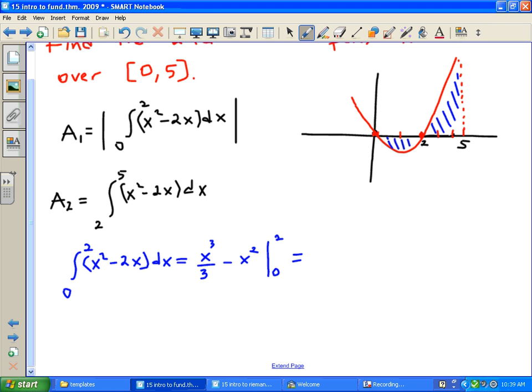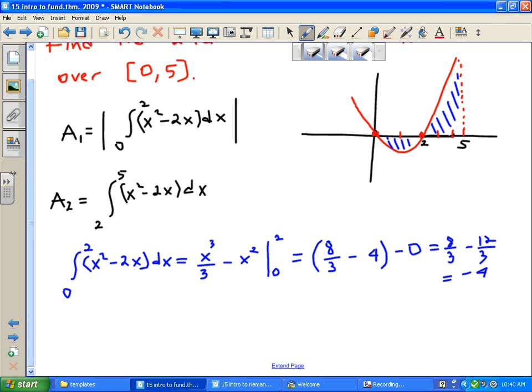So once again, we take the antiderivative, of course, and plug in the upper limit minus the lower limit. If I plug in 2, I get 8/3 minus 4. Plug in 0, I get 0. That's the same as 8/3 minus 12/3, so I'm getting negative 4/3, which is to be expected. First, the integral was negative, but the area of that first region is going to be the absolute value of that answer, which is positive 4/3.